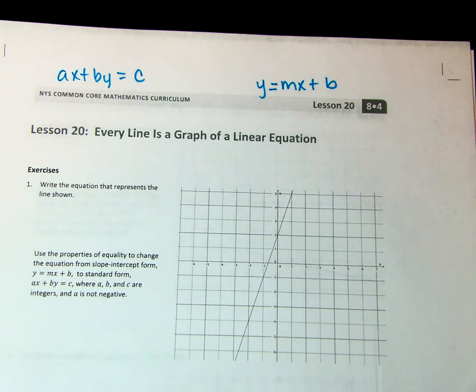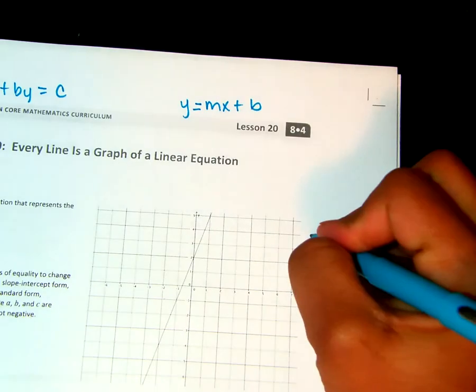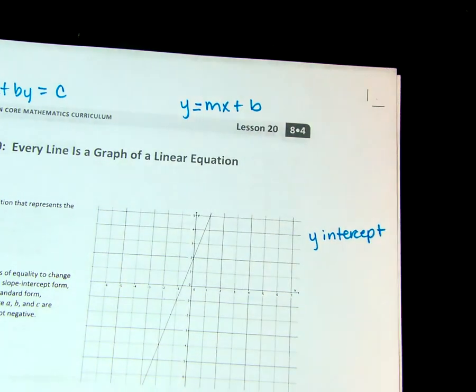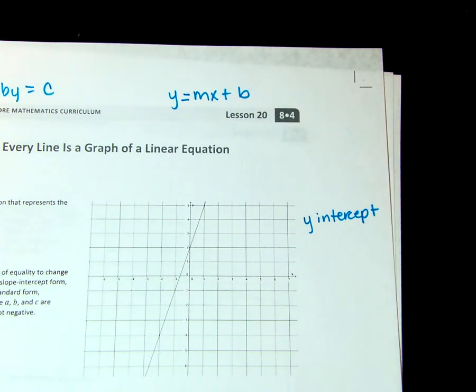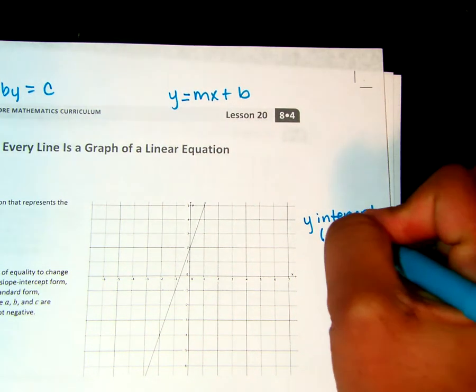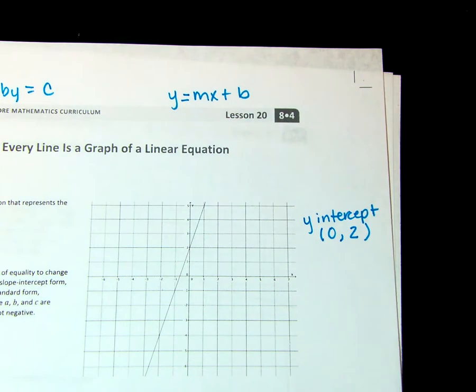We're going to start in that order. First, we're going to identify the y-intercept. What is the y-intercept of this line? Yes, this line crosses the y-axis at 0, 2: x of 0, y of 2.